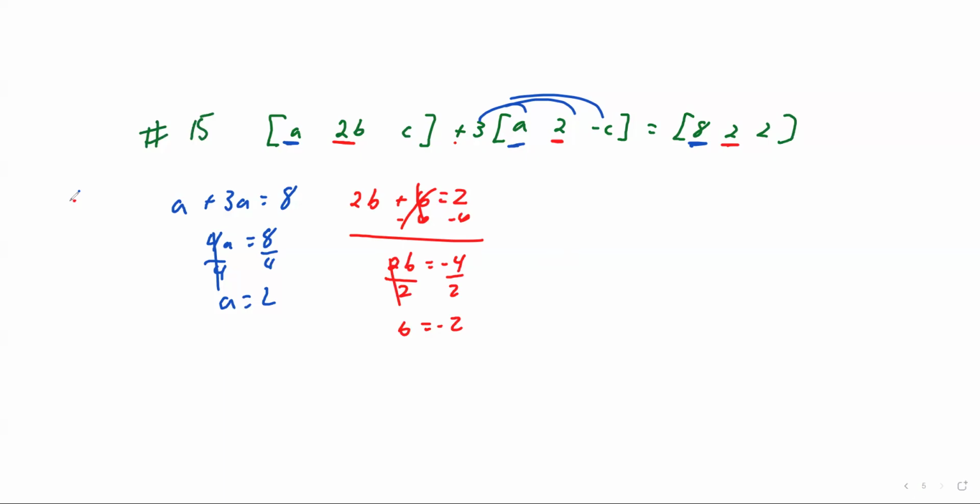And then do the same thing with the last one. C plus 3 times negative C. So that's going to be C plus 3 times negative C would be negative 3C. And we know it equals 2. So C minus 3C would actually be negative 2C. And then I would divide by negative 2. So C would be negative 1. So there you go. And this isn't really a coordinate. So you can just leave it as A equals 2, B equals negative 2, and C equals negative 1.